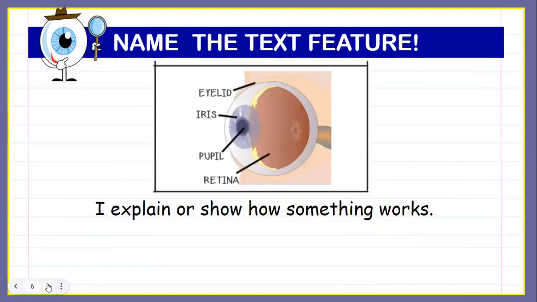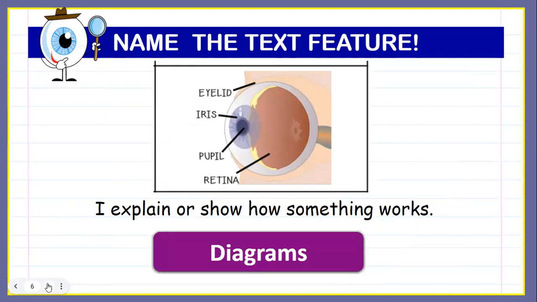All right, name this text feature. I explain or show how something works. Look carefully. Now, what is this text feature? If you said diagrams, then you are correct. A diagram explains or shows how something works. Always remember that a diagram explains or shows how something works, and it is also a text feature.